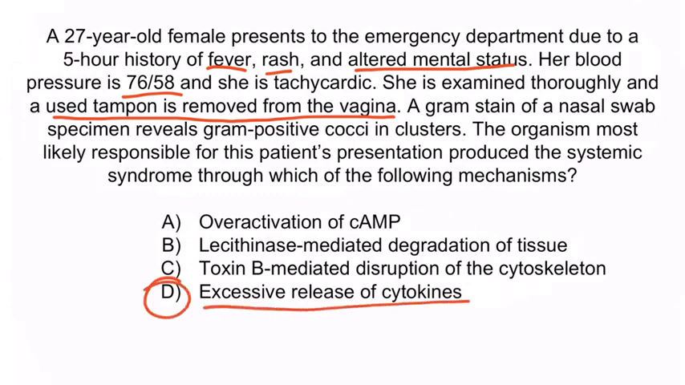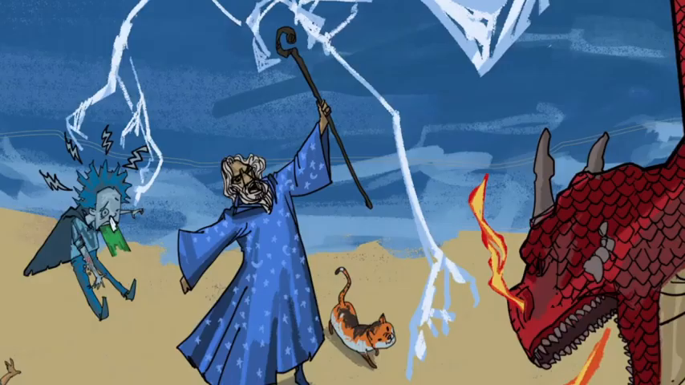A is true of several toxins, but Staph aureus does not affect cyclic AMP. B is describing the alpha toxin of Clostridium perfringens. C is describing the toxin of C. diff. So again, the correct answer is D, excessive release of cytokines. From the image, this guy wearing a cape and getting shocked right here should help you remember that TSST1 is a superantigen and can cause shock.